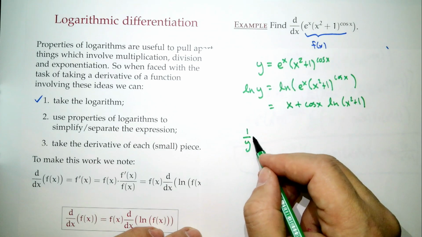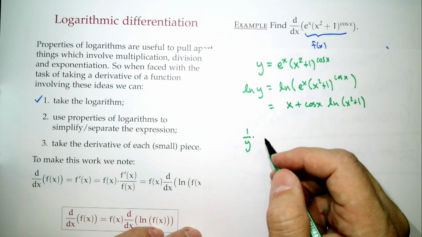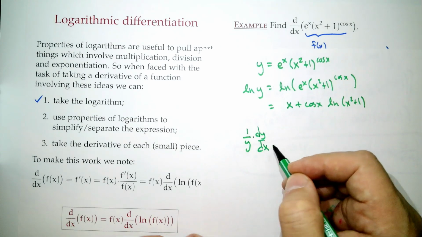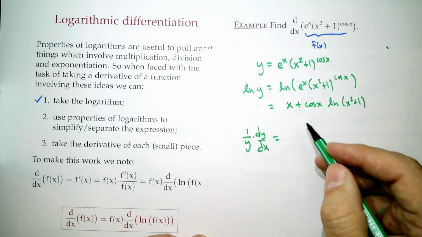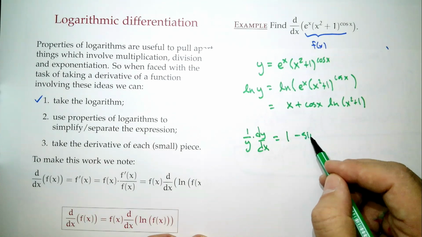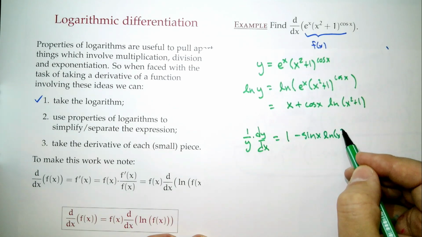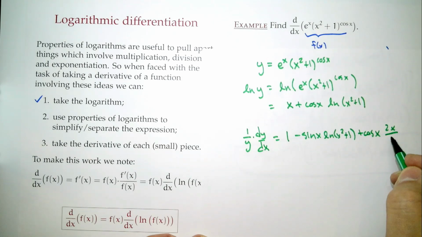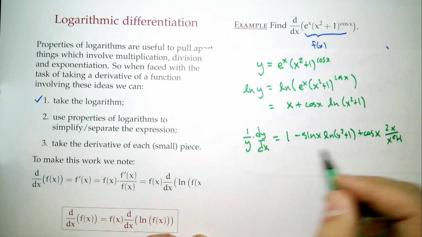1 over y times the derivative of the inside. The derivative of y with respect to x? dy dx. Okay, that equals, then you take the derivative of this other side, and again it's the same process in terms of taking the derivative, so we'll just note that that's our derivative. But what do we do?